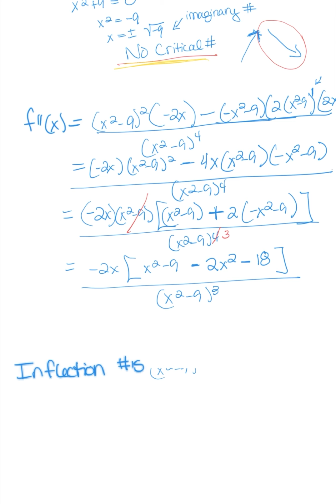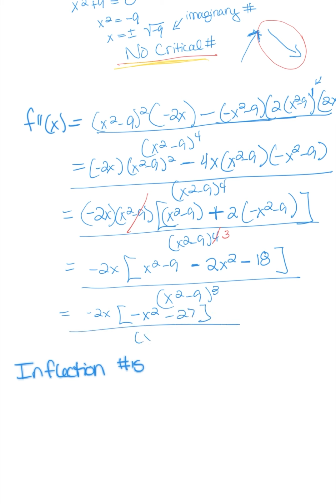Okay, so now we have a negative x squared, or excuse me, a positive x squared and a negative 2x squared. So this is going to give me a negative 1x squared. We still have our negative 2x. So we have negative x squared, and then minus 9 minus 18 is minus 27.